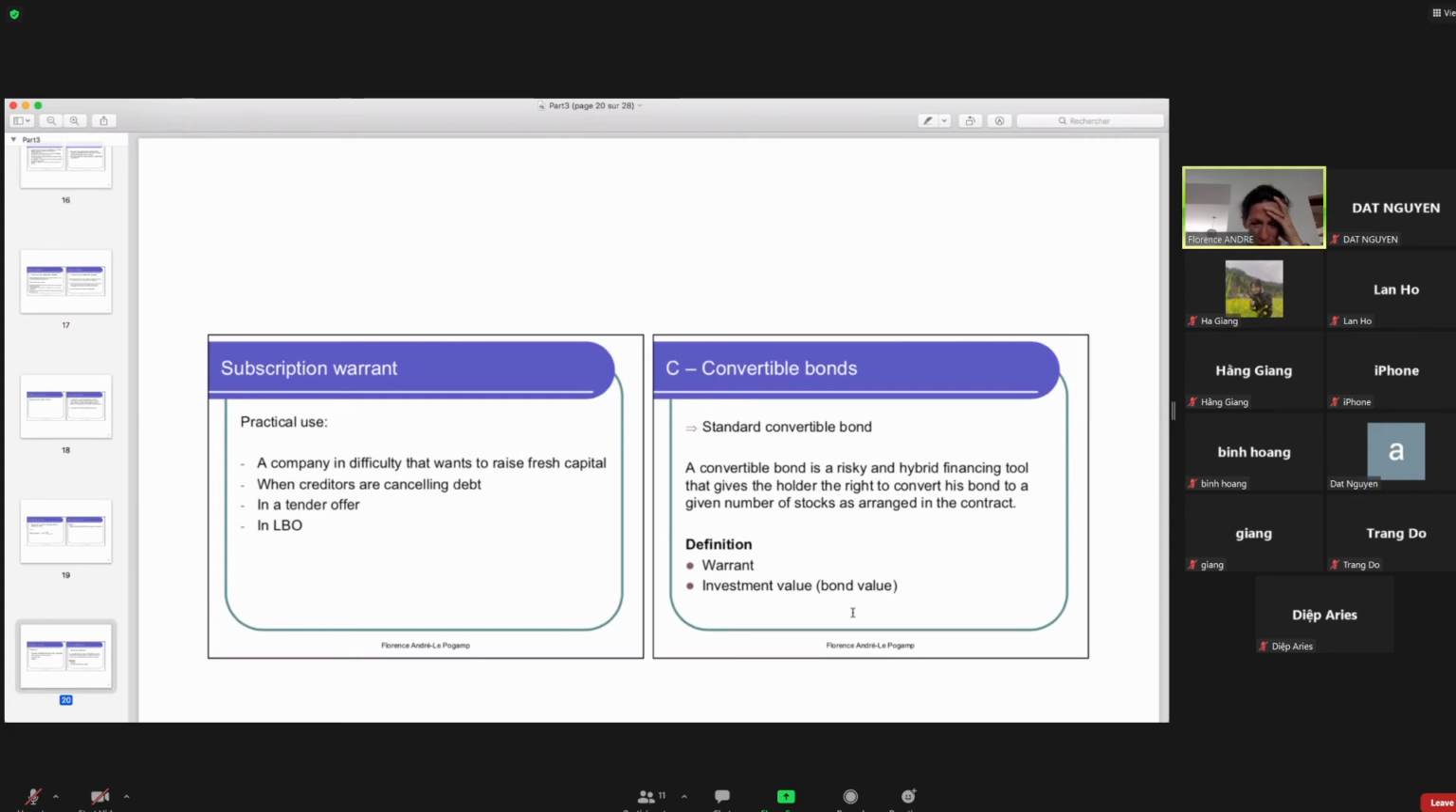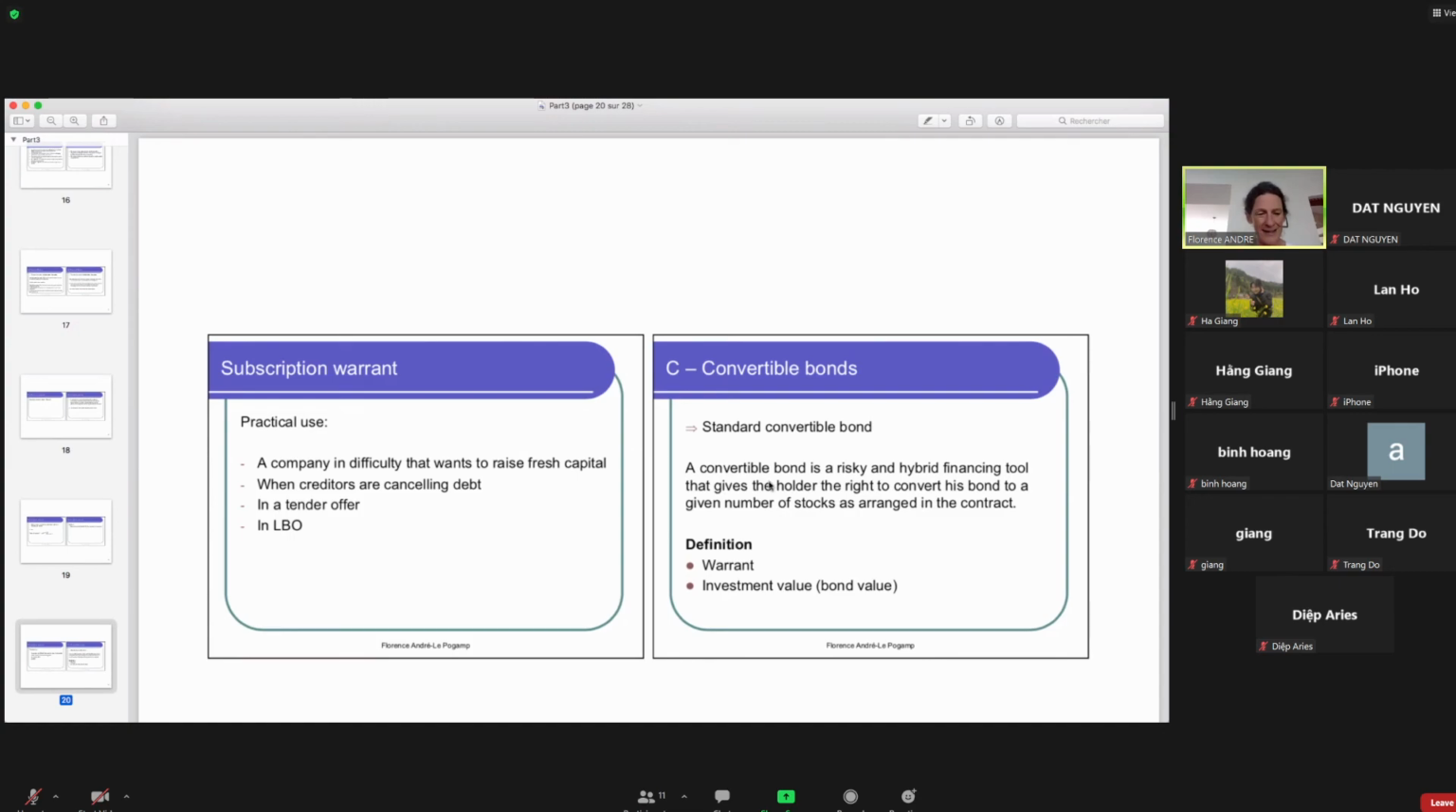So you also have information about convertible bonds. A convertible bond is a bond, but it's a hybrid financing tool because the investors own the right to convert these bonds to a given number of stock at the end of the contract. So in fact, it's a bond plus a warrant, like a bond cum warrant. In terms of valuation, it's the same.